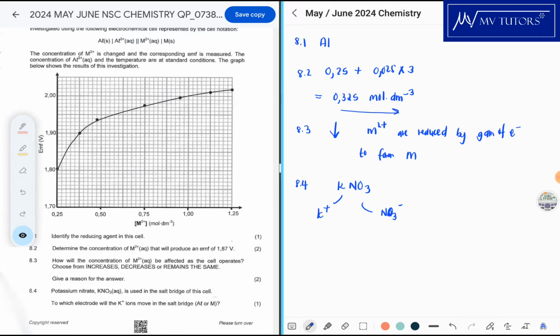Remember, aluminium is busy releasing electrons, so it's becoming positively charged. So these two are actually going to repel one another. But what's happening with M? M is being neutralized, it's being reduced, sorry. So where will the K+ ions go? They'll definitely go to M.